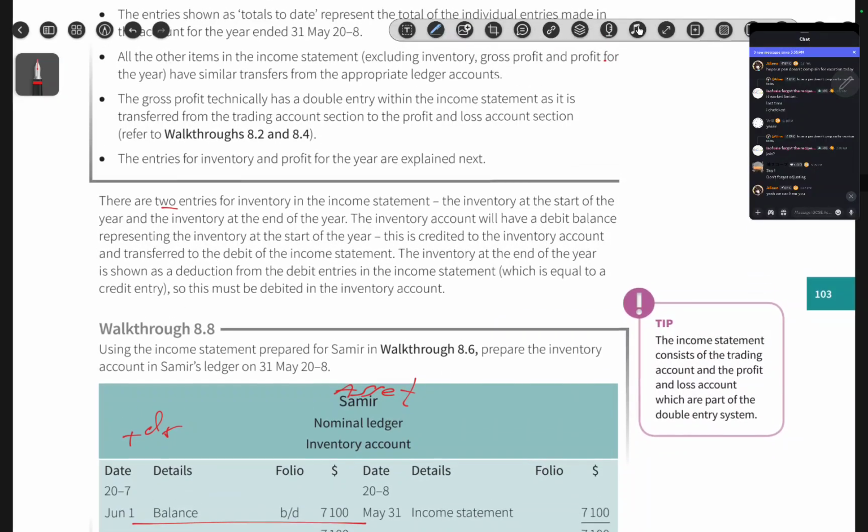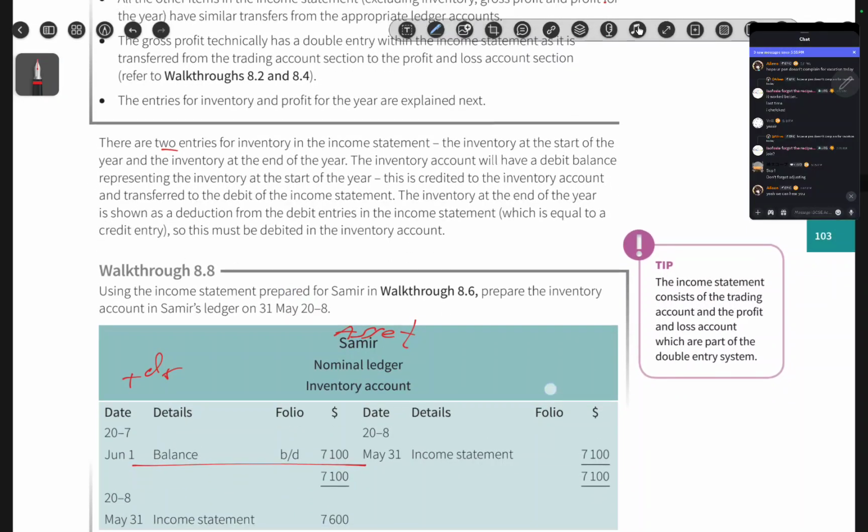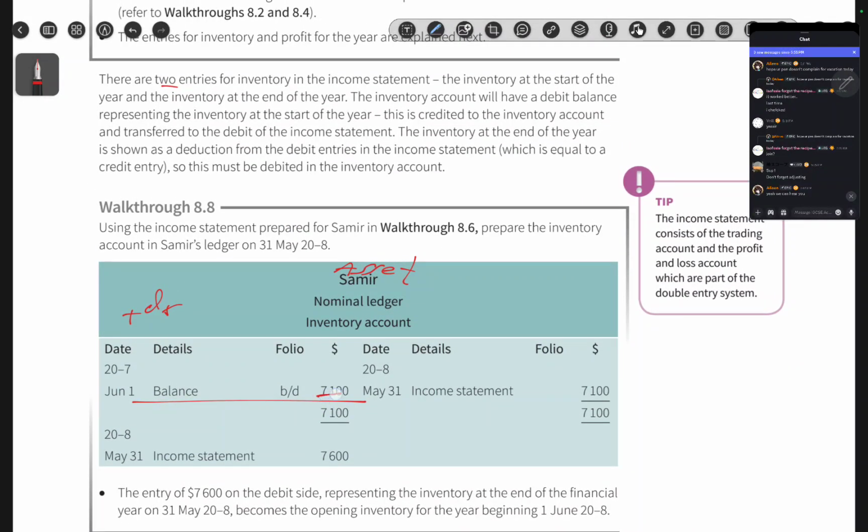This is credited to the inventory account and then transferred to the debit of the income statement. This 7,100 is your opening inventory, right? 1st June. It's transferred to the income statement for what? As your opening inventory. Again, same thing. So in your income statement you have both opening inventory and closing inventory.